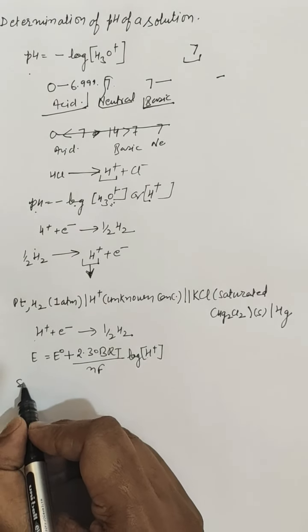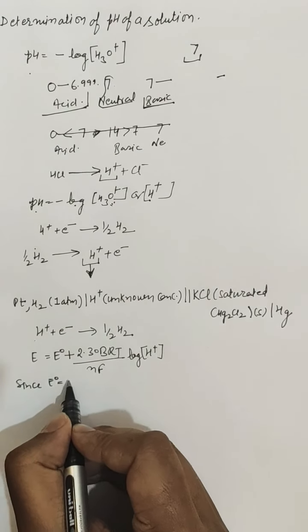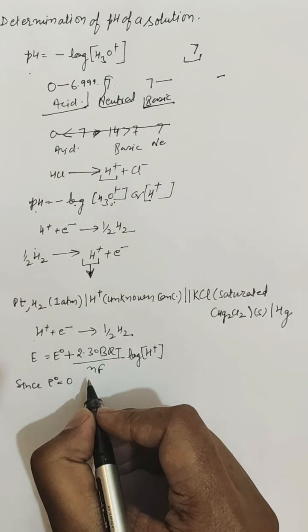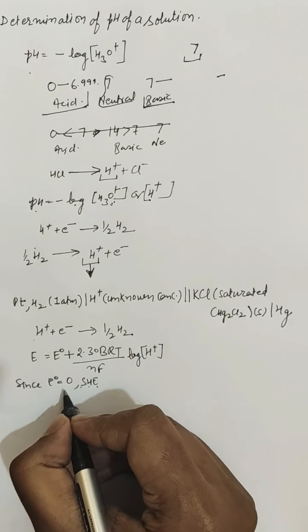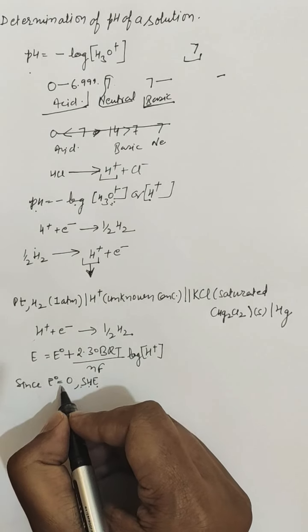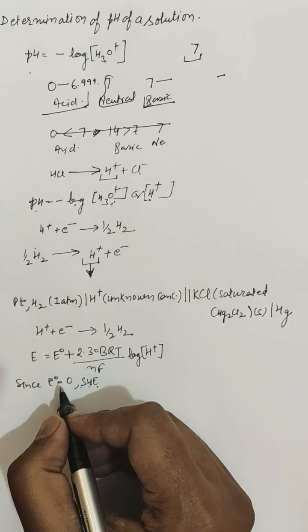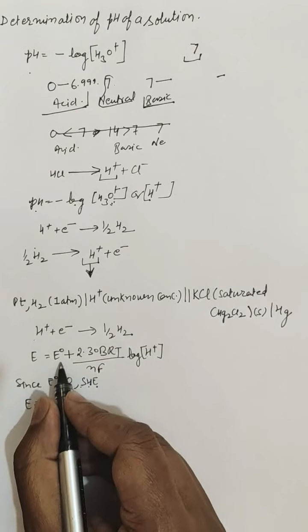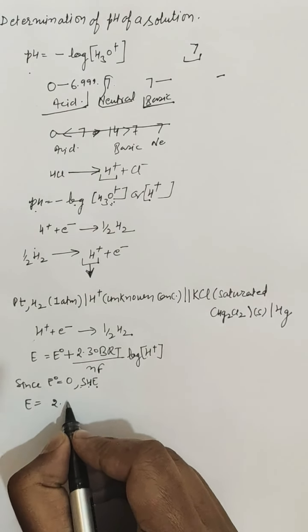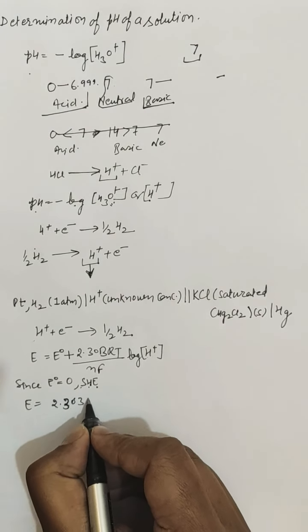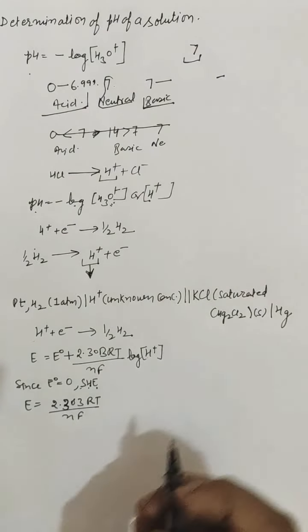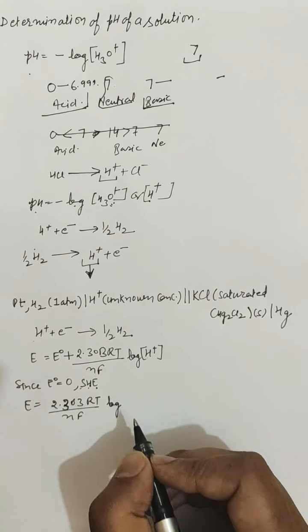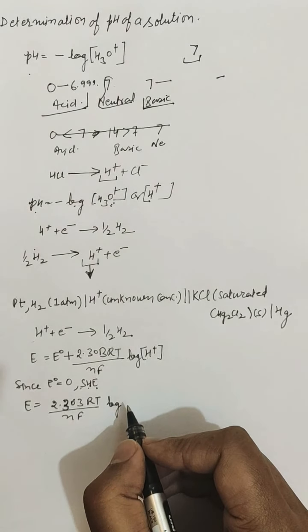And since the standard electrode potential for a standard hydrogen electrode is 0, SHE is the standard hydrogen electrode. For the standard hydrogen electrode, E naught is equal to 0. So further simplifying this equation, E becomes equal to 2.303 RT over NF. The value of N is here equal to 1. Why? Because there is a single electron change in the redox reaction.